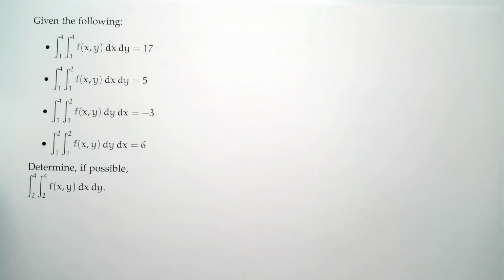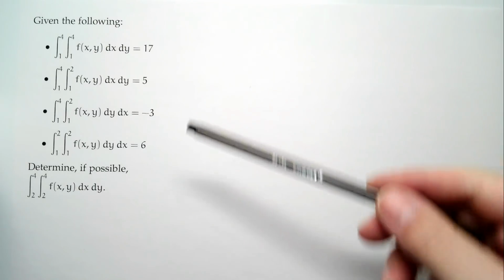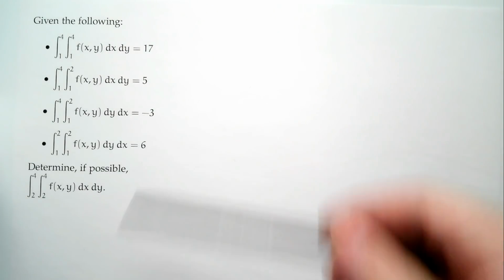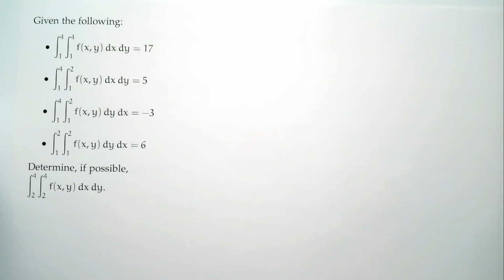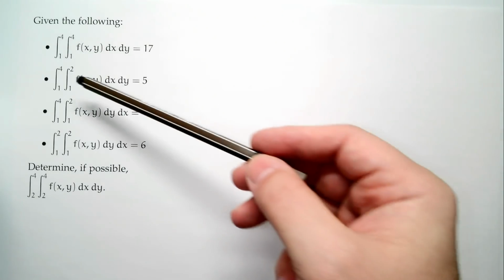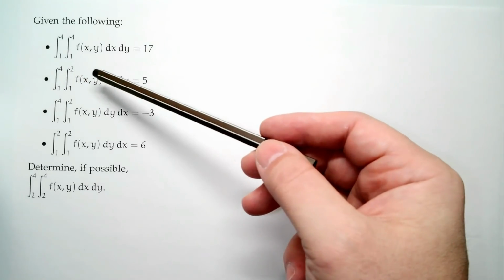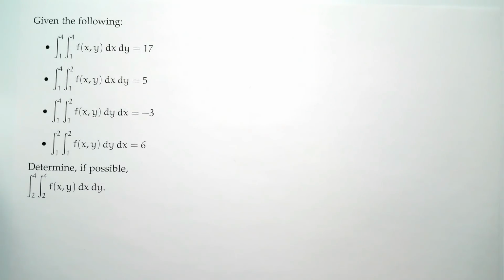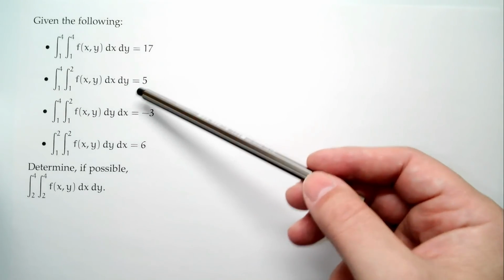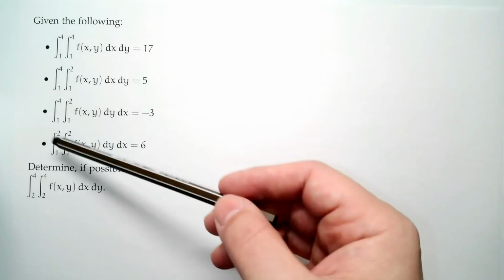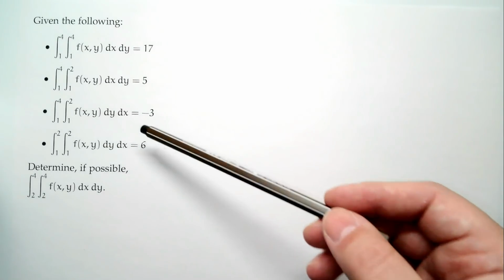So we're given a lot of information. We're given 4 pieces of information about f of xy. Now we don't know what f of xy is. We just are given information about it. We're told the integral from 1 to 4, integral of 1 to 4, f of xy dx dy is 17. And integral 1 to 4, integral 1 to 2 of f of xy dx dy is 5. And integral 1 to 4, integral 1 to 2, f of xy dy dx is negative 3.